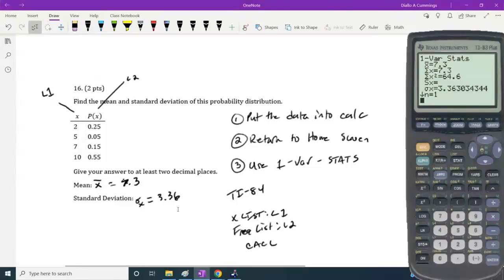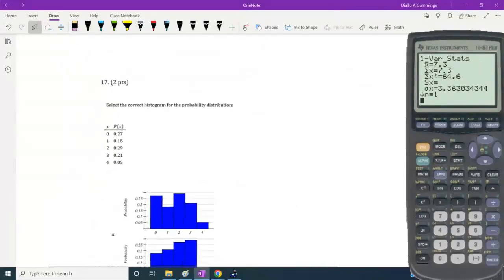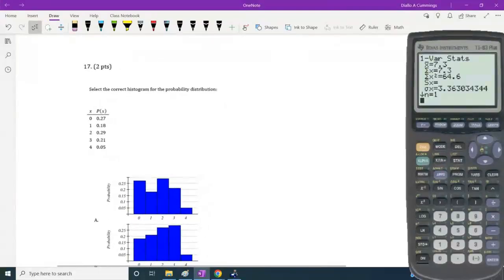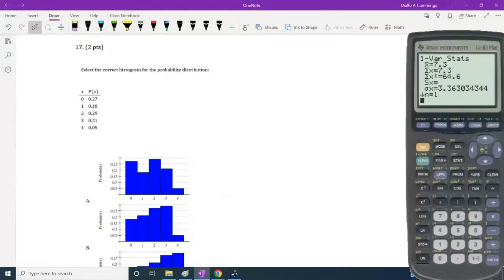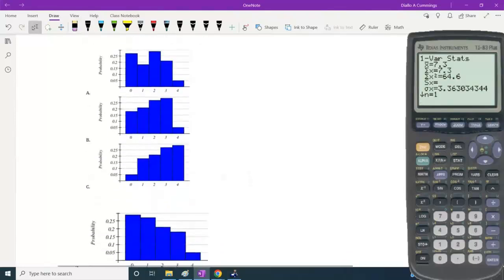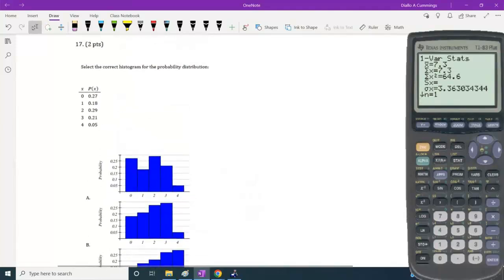Okay. Now on the test, there are going to be two more problems that deal with probability distributions. So number 20 was one, 16 is one, and number 17 and number 18 all deal with probability distributions. So here is problem number 17, and it kind of bleeds over into the next page on your handout. It says select the correct histogram for the probability distribution. So this is that probability distribution setup.